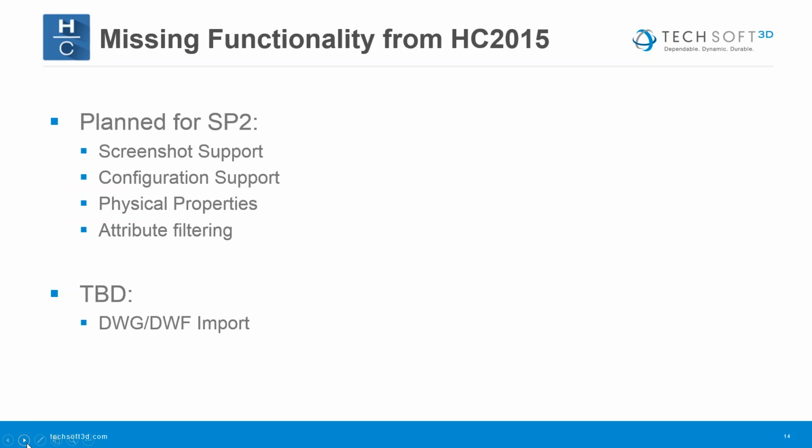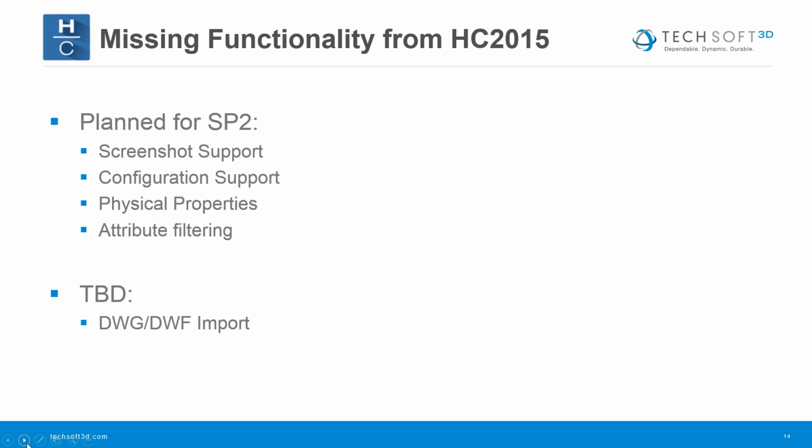And of a roadmap, so for SP2 we plan to fill in the final blanks of what we still don't support yet of the old communicator, which is support for client-side screenshots, configuration support, physical properties, attribute filtering. Those are the major features we feel that still need to be there.